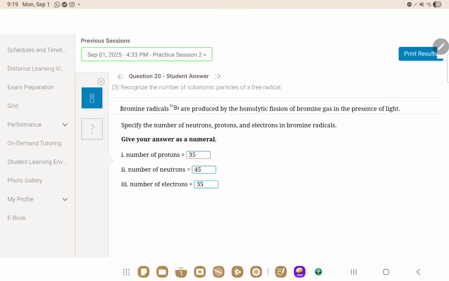Moving on. Bromine radicals are produced by the homolytic fission of bromine gas in the presence of light. They don't really care, they just want the number of protons, neutrons, and electrons. Now the number of protons is going to be the number on the periodic table. So you need to go back to your periodic table and see the atomic number of bromine, which is 35. The electrons, since there's no charge here, are going to be the same as the protons. And to find the neutrons, you do 80 minus 35 to get 45.